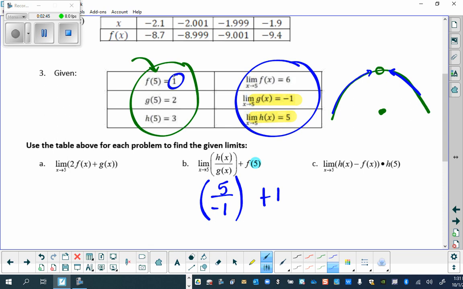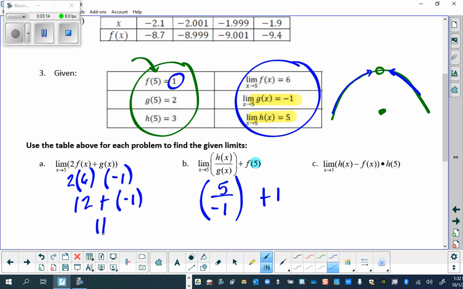What about A? Okay, let's double check A. So it's twice the limit as x approaches 5 of f of x. This should be 6. That's okay. And then as x approaches 5 of g of x should be -1. So that's 12 plus -1. So that one's okay. That one's 11.